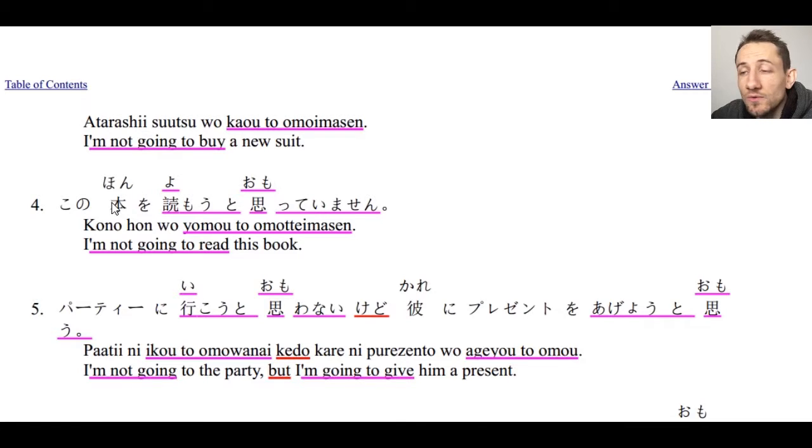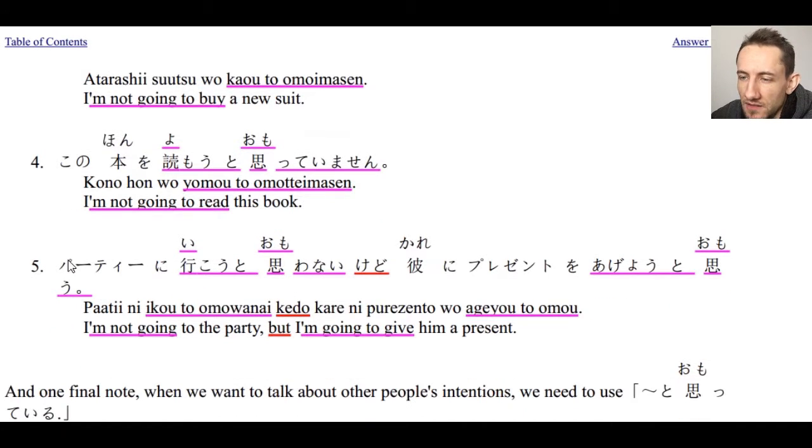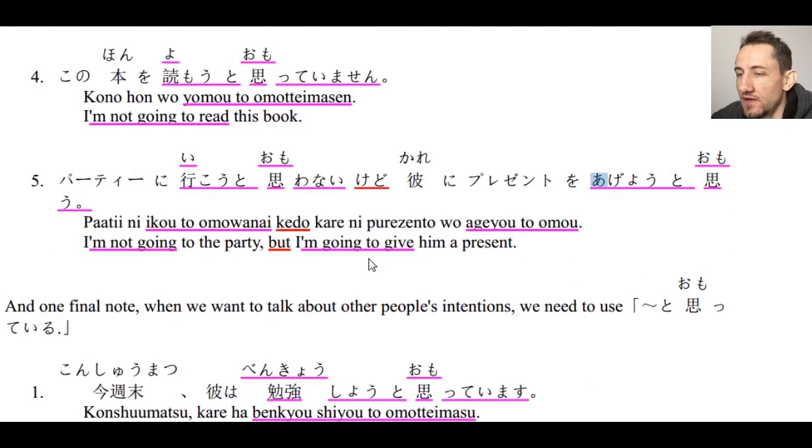Number four, この本を読もうと思っていません. So I'm not going to read this book. I'm not thinking about reading this book. Number five, パーティーに行こうと思わないけど、彼にプレゼントをあげようと思う. So here we have kind of a longer sentence, but we can see, 行こうと思わない. So the negative volitional form, right? I'm not planning to go, けど, but 彼にプレゼントをあげようと思う. Planning to give him a present. So I'm not going to go to the party, but I'm going to give him a present. So that's very nice of me.